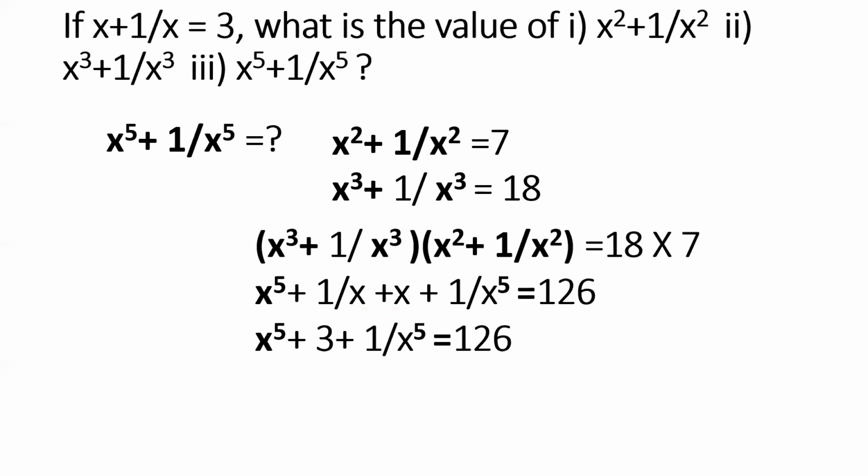So we take that. So we are left with x to the power 5 plus 3 plus 1 by x to the power 5. And on the right hand side, we have 126. So from this, it's easy to note that x to the power 5 plus 1 by x to the power 5 will be 126 minus 3. That's 123.